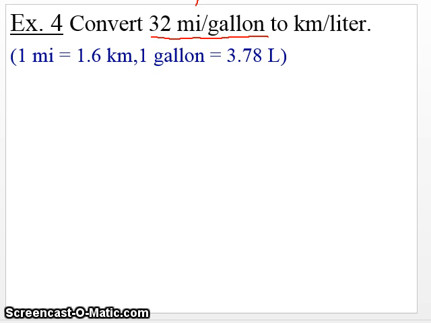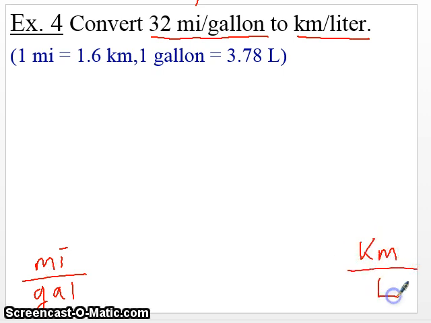So we're going from miles per gallon to kilometers per liter. Now notice, down here I'm going to show you, we're trying to go from miles per gallon, and the way I'll do it is I will write whatever's on top of the fraction, whatever's on the bottom, and then we're going to end up with kilometers per liter. And you can write liter if you'd like.